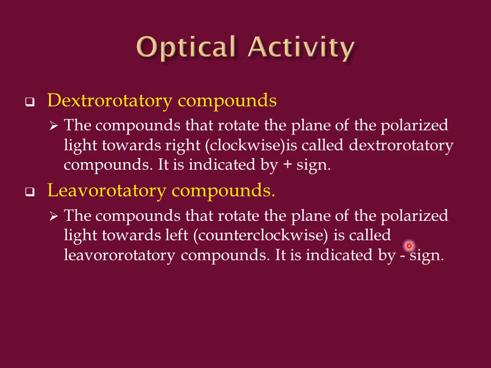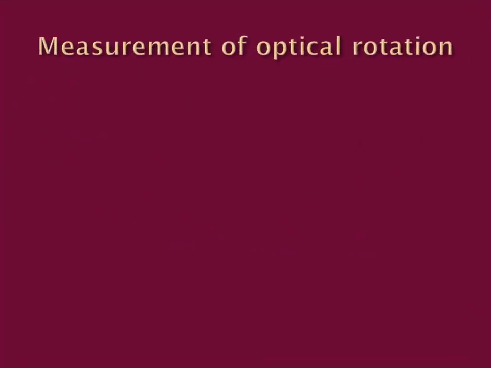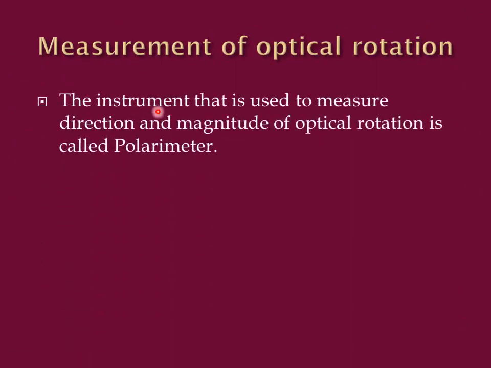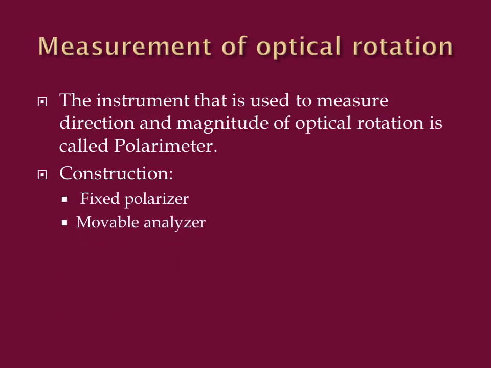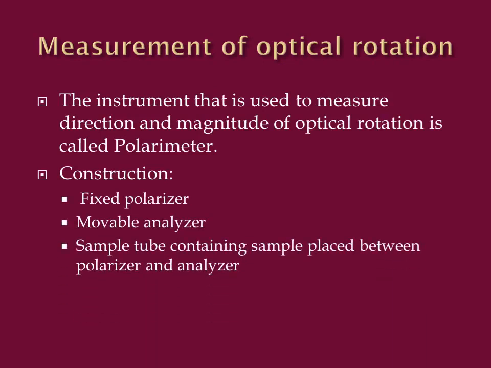Now students, let us try to understand how we measure the optical activity of a compound by measuring the optical rotation. The instrument that is used to measure the direction and magnitude of optical rotation is called a polarimeter, and the construction involves a fixed polarizer, a movable analyzer, a sample tube containing the sample which is placed between the polarizer and the analyzer, and a source of light.